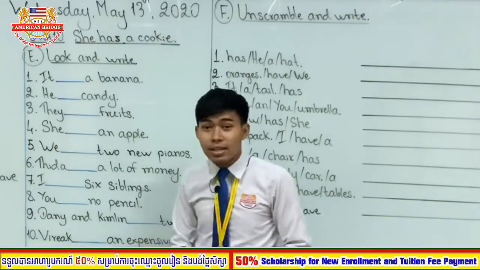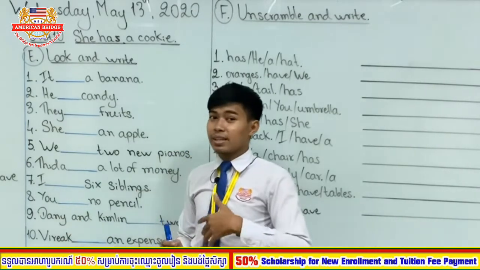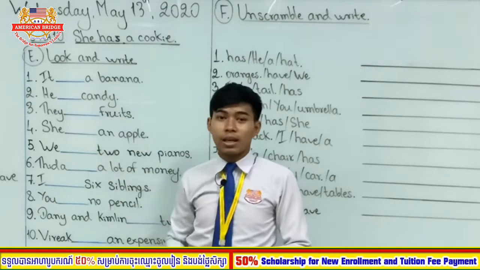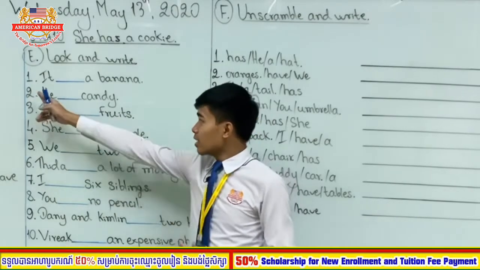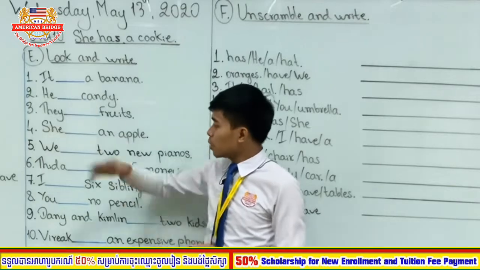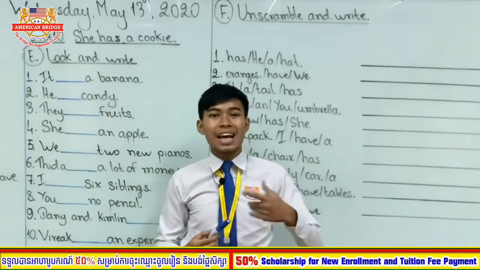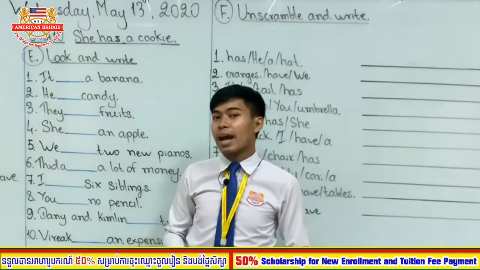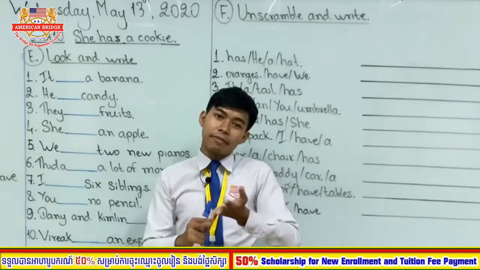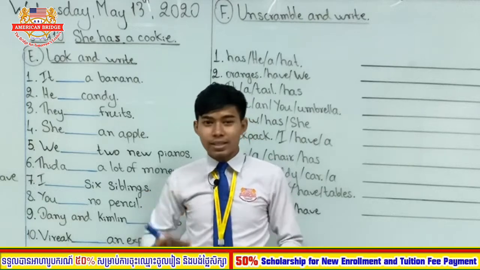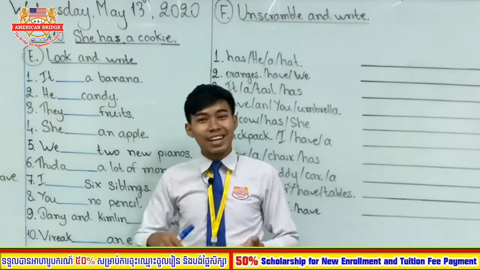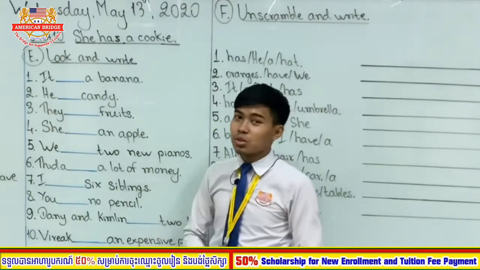Okay, so now let's go to our exercise E. So read the instruction. E, look and write. Okay, so let's go to number 1. Here you have to read the sentences, and you have to decide which sentence uses has and which sentence uses have. So we study about have and has. So our exercise is also about have and has too, right?